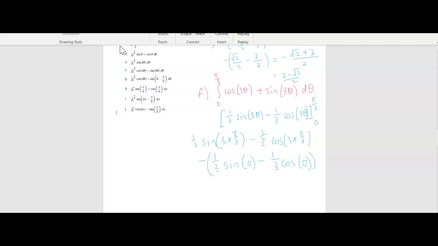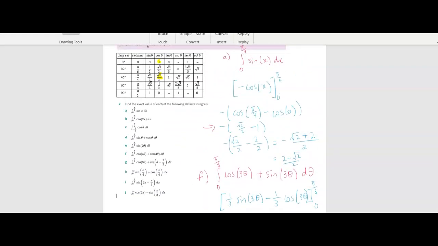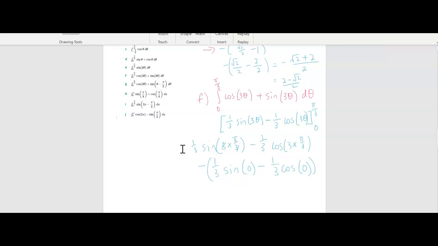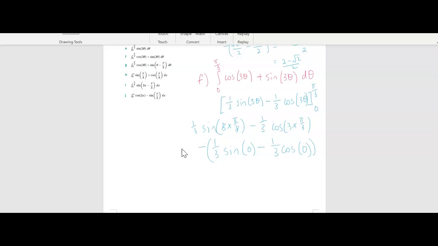All right, so now these 3's cancel out and we're doing sine pi. So going up to your exact values, pi isn't on there, but I know that sine pi is 0. So 1/3 times 0 is 0. Then cos pi is -1. So we're going to have minus 1/3 times -1. I feel like I'm a little bit lost. All right, so cos of pi is -1, and then we've got minus 1/3 sine 0. So sine 0 is 0. Minus 1/3 of cos 0, which is 1.